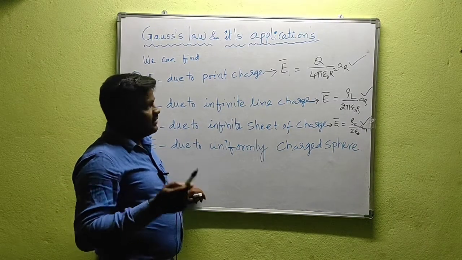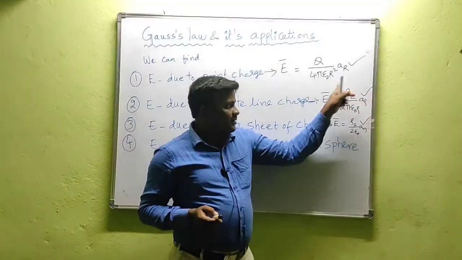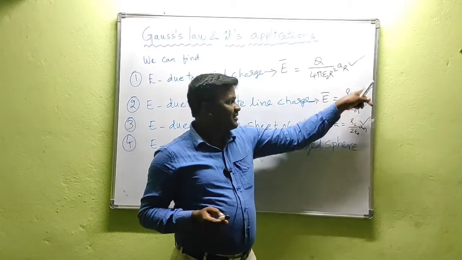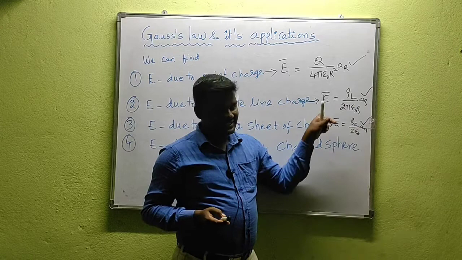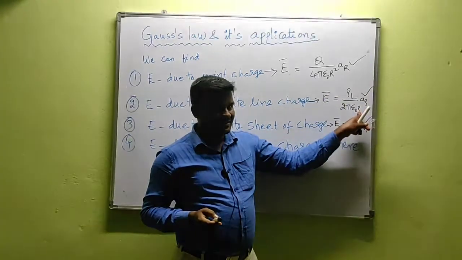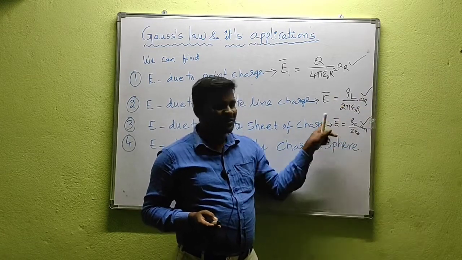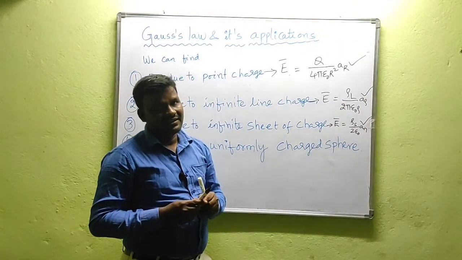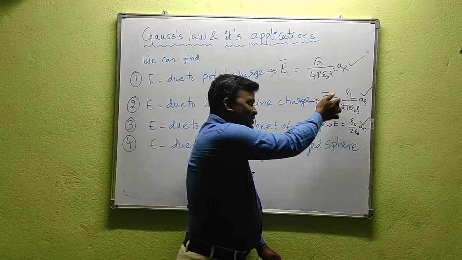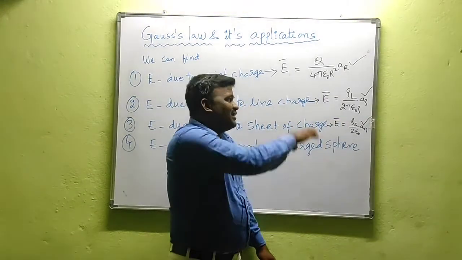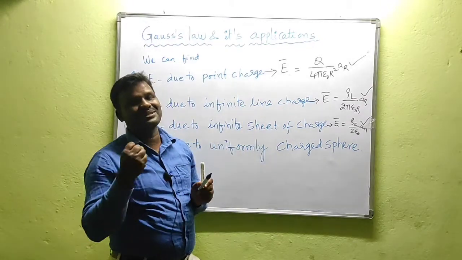To derive this one, I had taken around 48 minutes of lecture, and for this one I had taken 44 minutes. If it is hours, please correct it. It is roughly 48 minutes, and it is 44 minutes. But by using this Gauss law, we can simply derive this one within 5 minutes, and this one in 5 minutes. Within 10 minutes, two derivations are over by using Gauss law. That is the specialty of Gauss law.